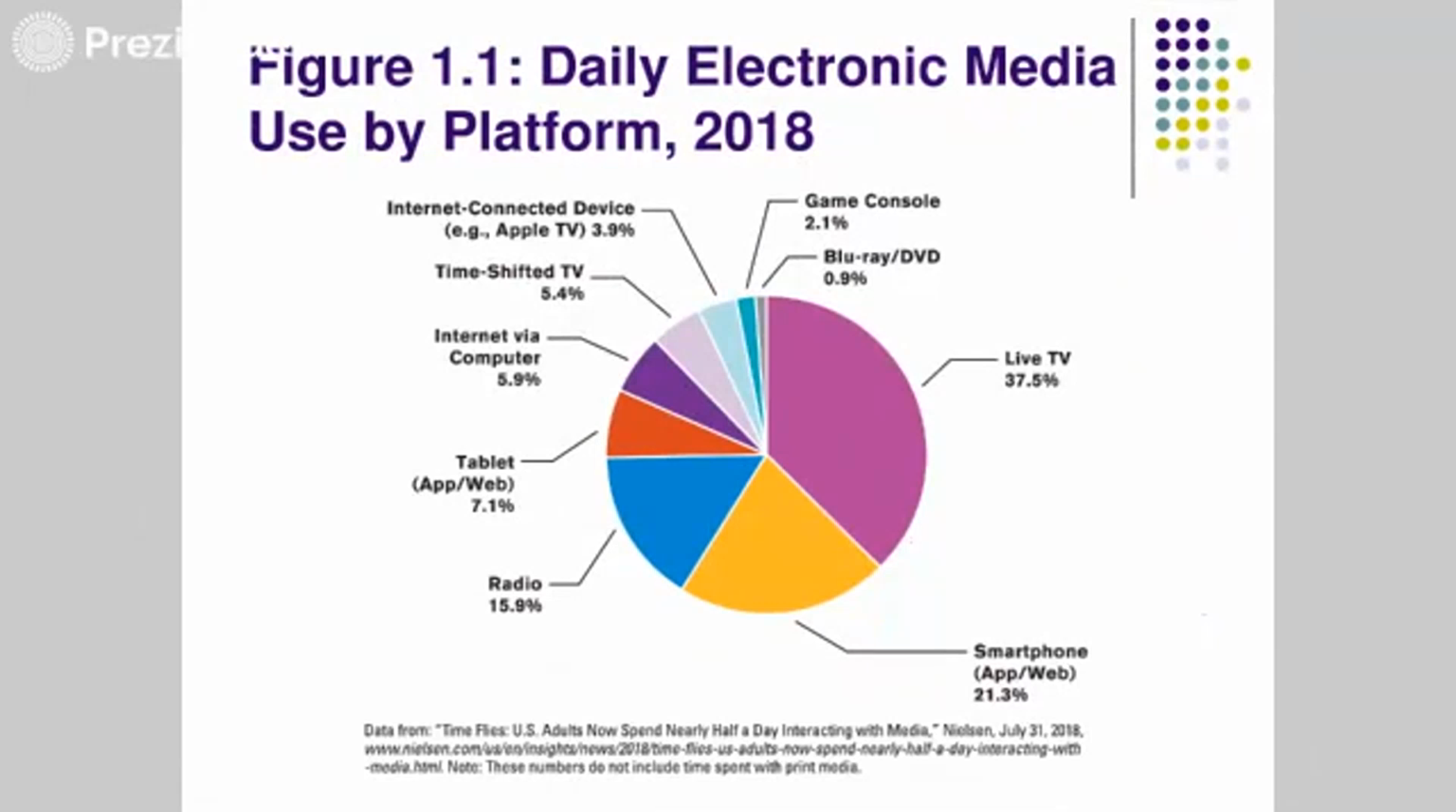But that being said, live TV was used 37.5% of the time, and smartphones were used 21%. I mean, look at that. I mean, that's huge. Today, I'm sure this has increased, you know. Radio and tablets, internet computer, time shifted. So this is how much people use things.